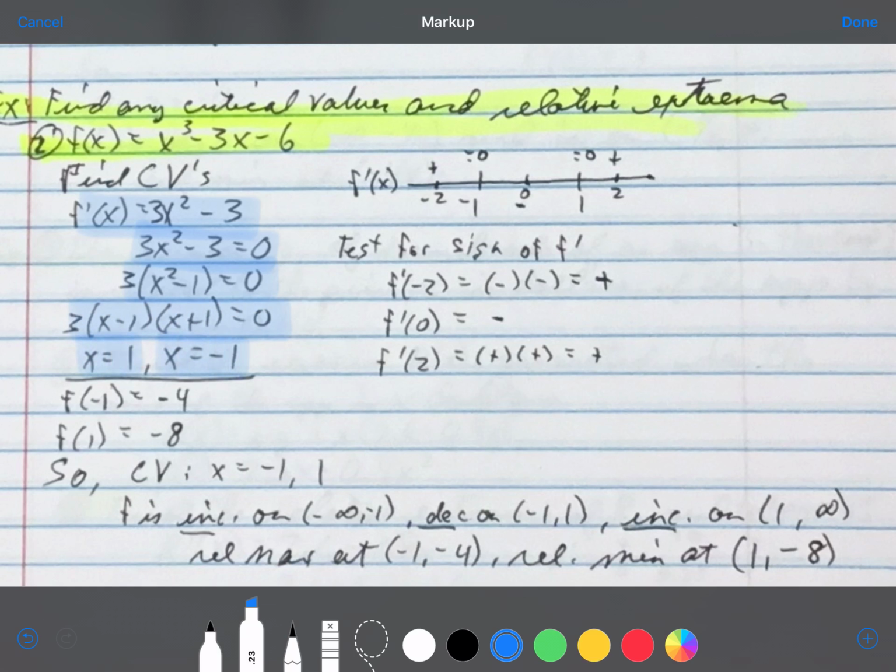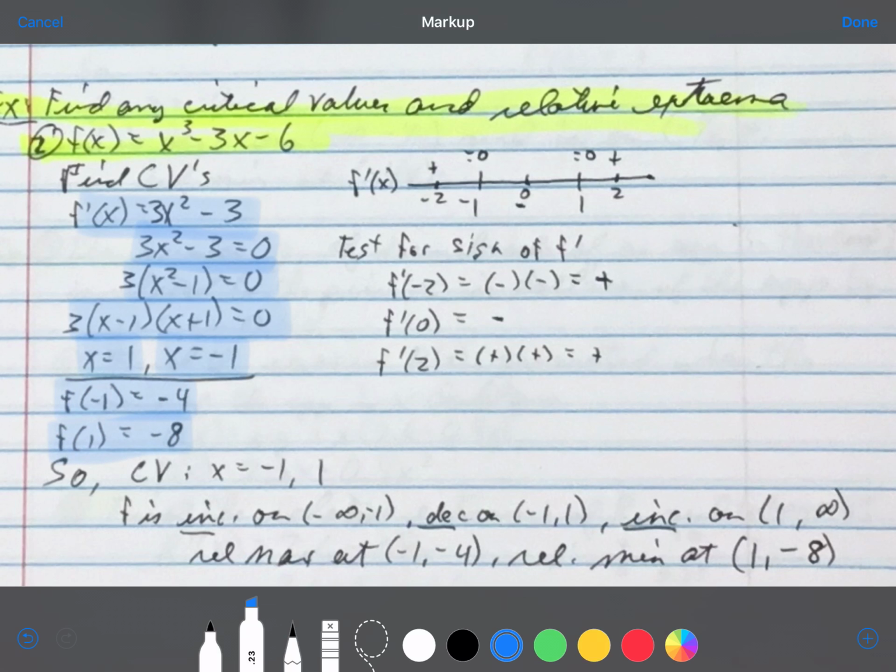Now, I don't worry about the 3 because 3 will never be 0. I only worry about those factors that have the variable, and any value of the variable that will make that 0. That's basic zero factor property. I also went ahead and found the points on the graph where that occurred. Right? So I would say x equals 1, x equals negative 1.